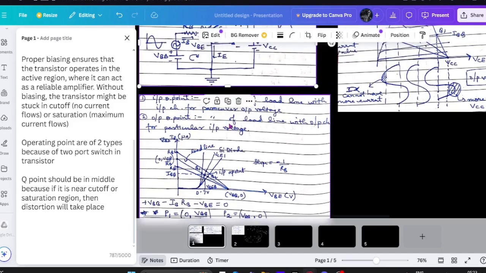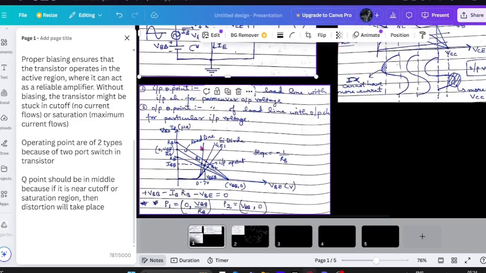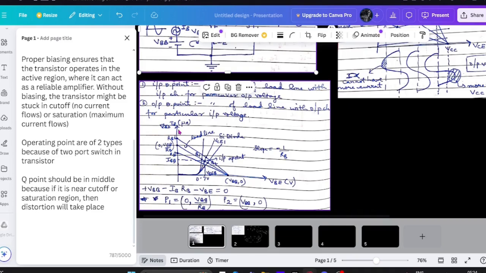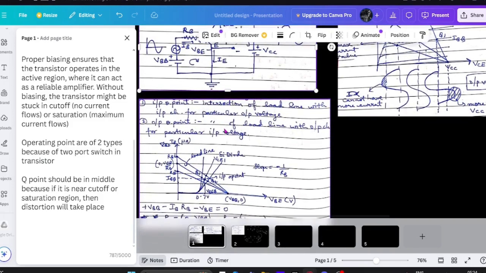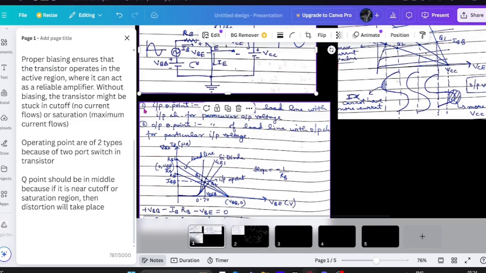For the traces of the load line, we see here that a graph has been plotted, that is IB, in magnitudes of microampere, versus VBE. What are IB and VBE? They are the input characteristics for this particular biasing. We have marked the first point here.